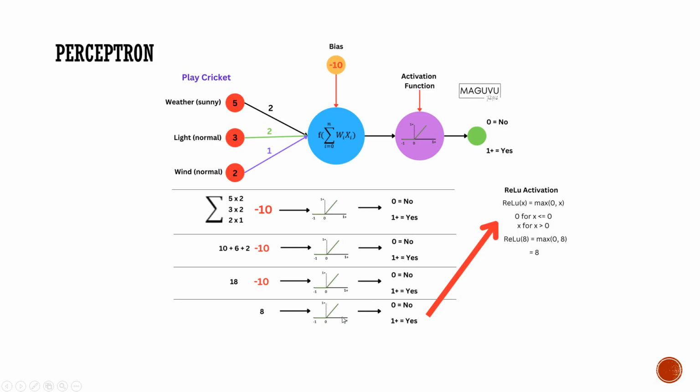So let's go back to our example where x is 8. We introduce 8, and therefore our max is going to be max of 0 and 8, so we're going to get an 8. Remember what we said: the activation chooses the value that is maximum between 0 and x. So in this case it's an 8, and x is greater than 0, therefore we are going to play cricket.